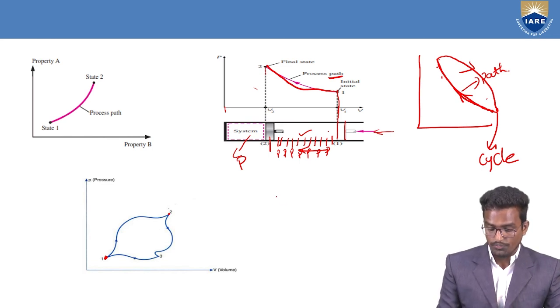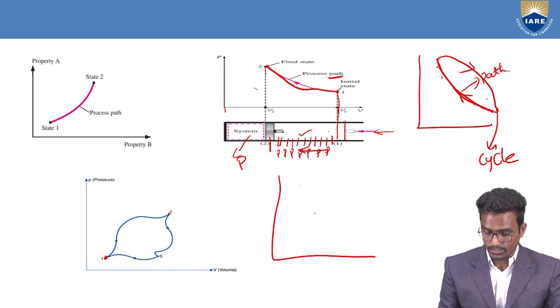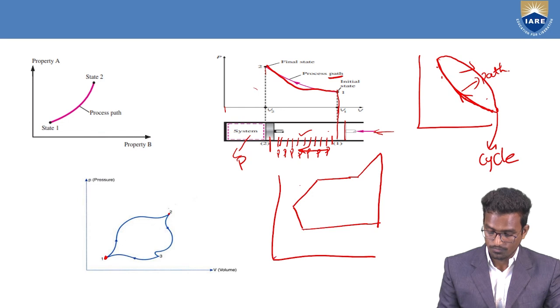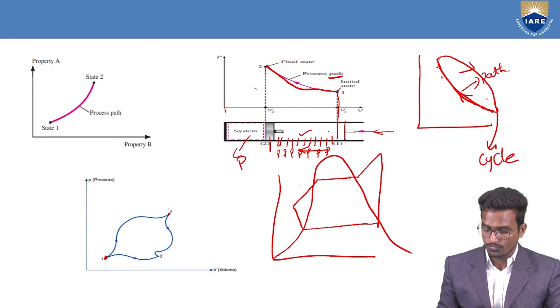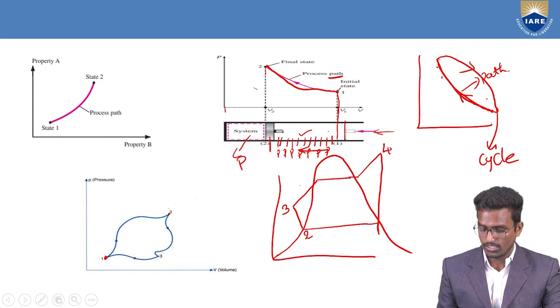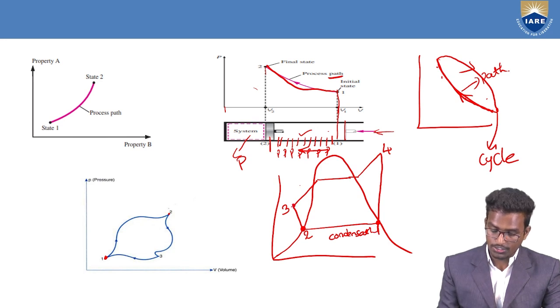Next, if you observe any thermodynamic system like the Rankine cycle, let me take the Rankine cycle as an example. The cycle looks like this. Sorry, it is reversed. It starts at position 1 and goes to the second position. This is called condensation. From the second position it reaches the third position, which is pumping.